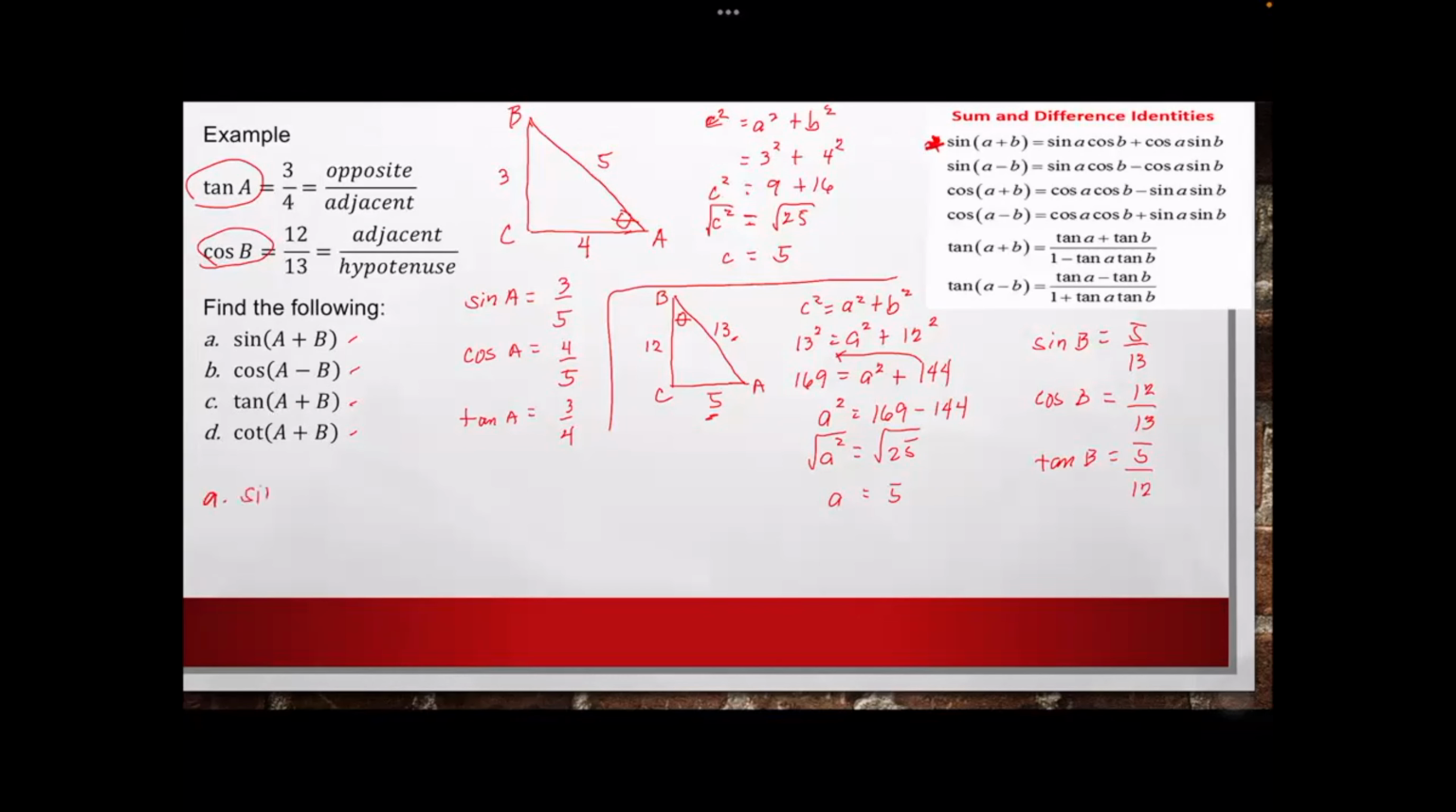So therefore, magkakaroon tayo dito na for letter A, so sin A plus B is equal to sin A cosine B plus cosine A sin B.